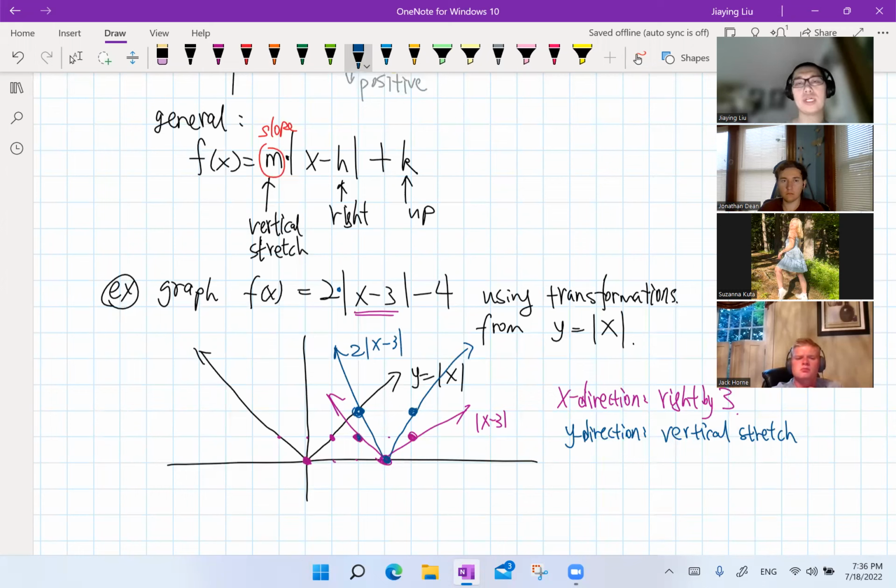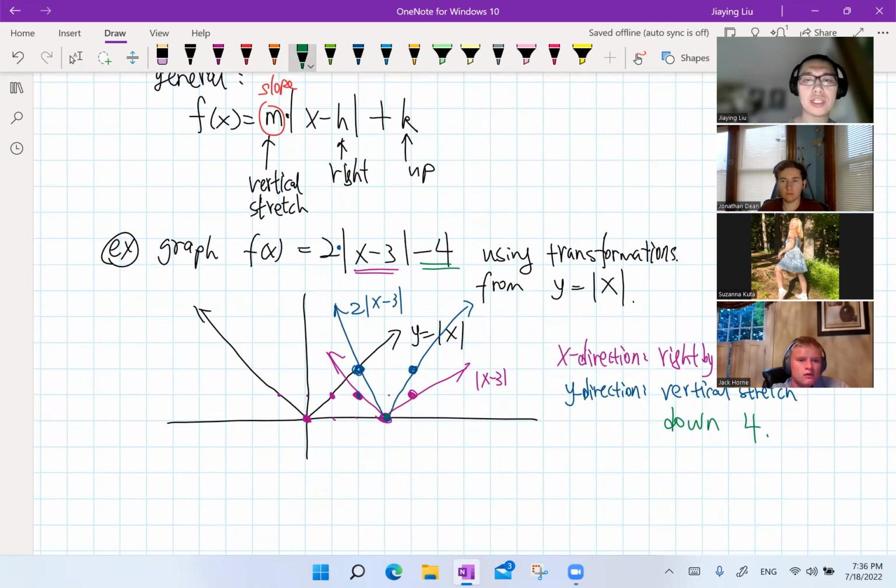And then the last thing we have to do is the negative 4. The negative 4 tells us it's going to be down 4 units. So if we take this point on the x-axis, move it down 4 units, 1, 2, 3, 4. This gives us this point. The point on the right, 1, 2, 3, 4. This point on the left, 1, 2, 3, 4. So we get this point here. Now we have 3 points, and we can just draw the arrows. So this is f of x equals 2 absolute value x minus 3 minus 4.